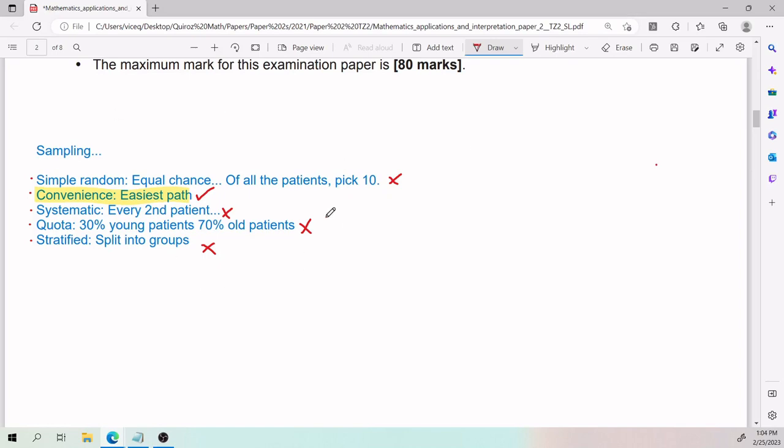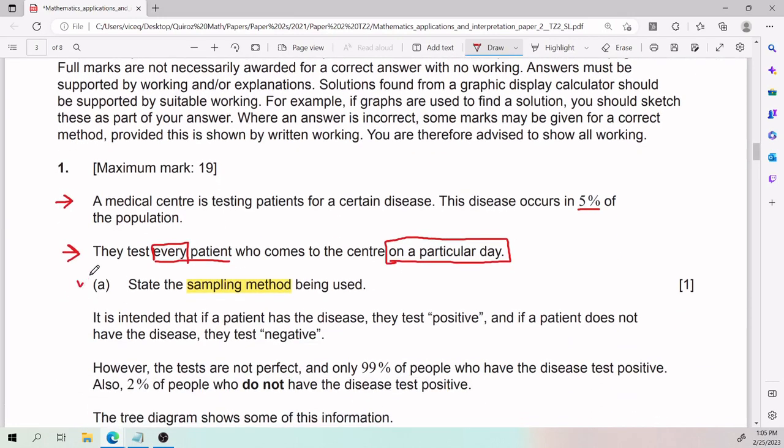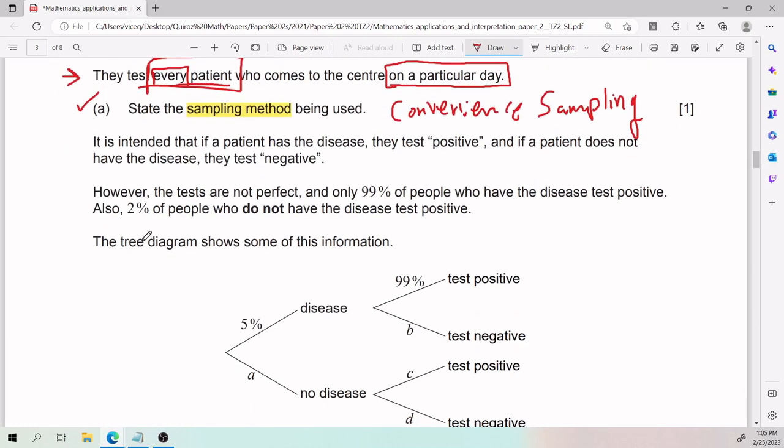So you usually reach that conclusion by discarding the other ones. Anyways, the sampling method being used is convenience sampling, is what we would answer here. Again, you reach this because you are discarding everything else, but it also kind of makes sense. I mean, it's the lazy way. You just test every patient and you just forget about it. It's pretty convenient. Just saying. All right, we keep going.